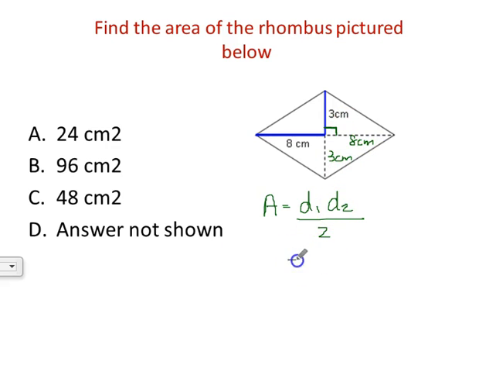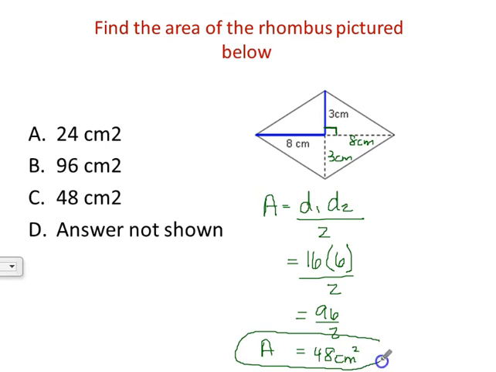So what is the length of our longer diagonal? 8 plus 8 is 16. The length of our smaller one, 3 plus 3 is 6. And then we'll divide that by 2. So 16 times 6, I got 96. Divide that by 2, and we have our area. Area equals 48. Would I be done if I said area is 48? No, we need units of measurement. So we would say it's 48 centimeters squared.